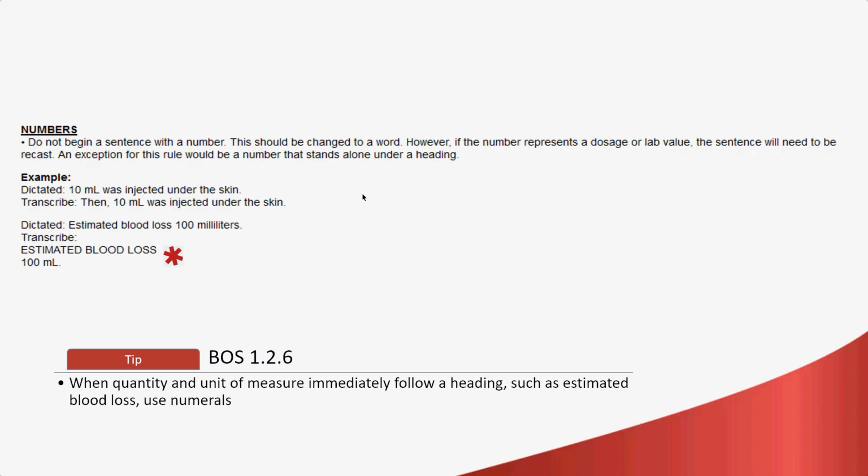So locus style 1.2.6 goes into this a bit more. Basically, if you have a quantity, so there's a numeric measurement there, and a unit of measure, and they come right after the heading, you can keep that in numeric form.